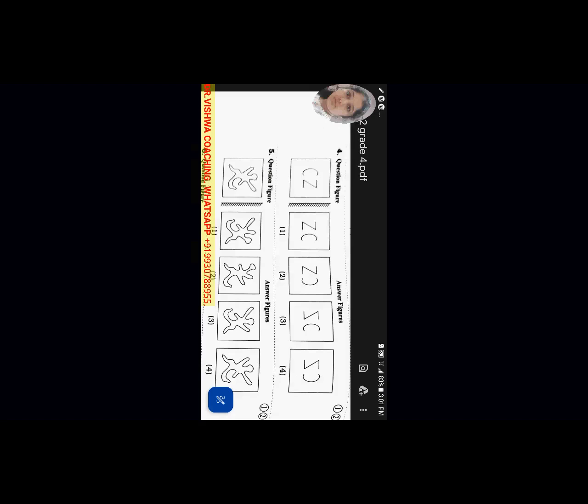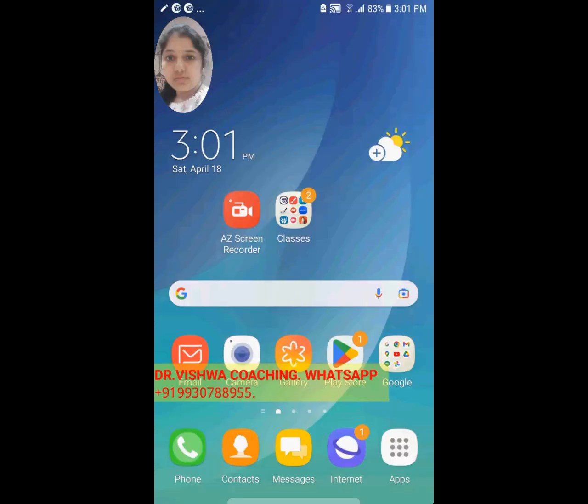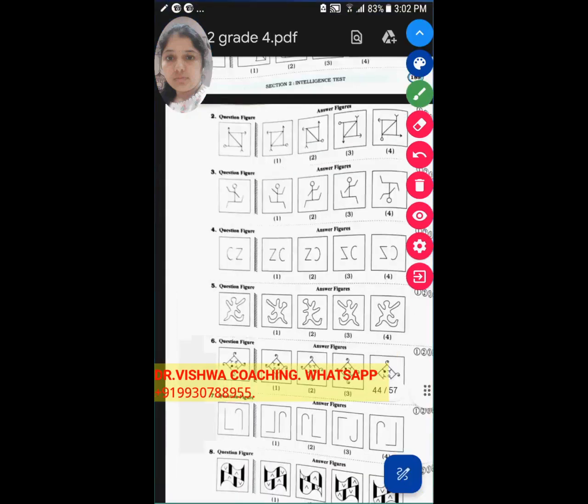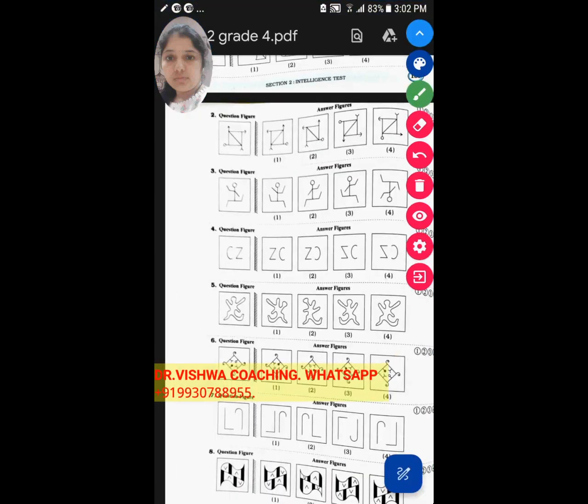Okay, so this is the theme of mirror images. I hope you understood the concept. I will take some more sums and then we will take a leave. Wait a minute.